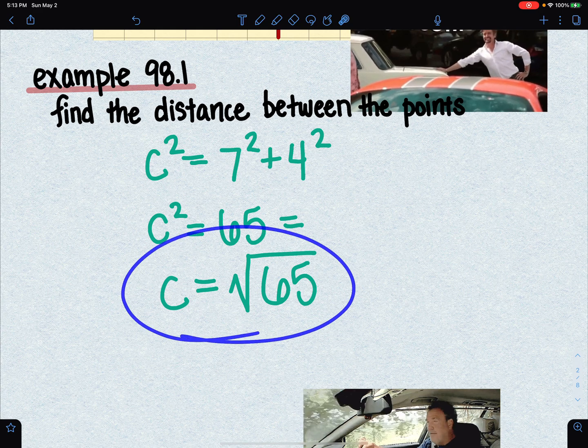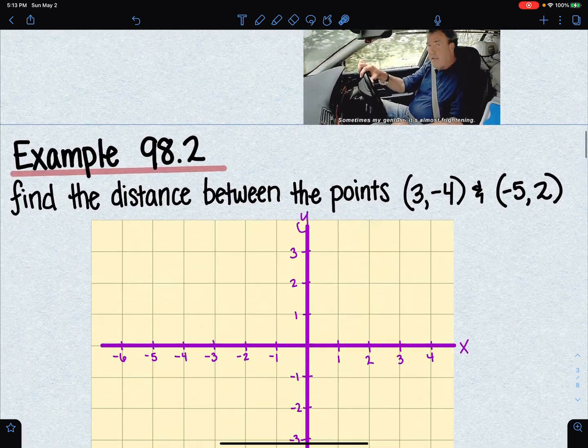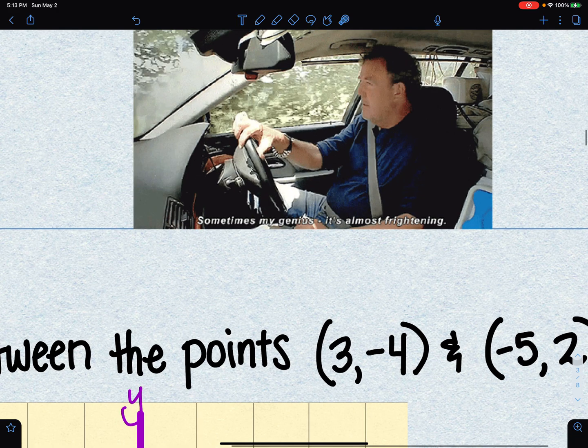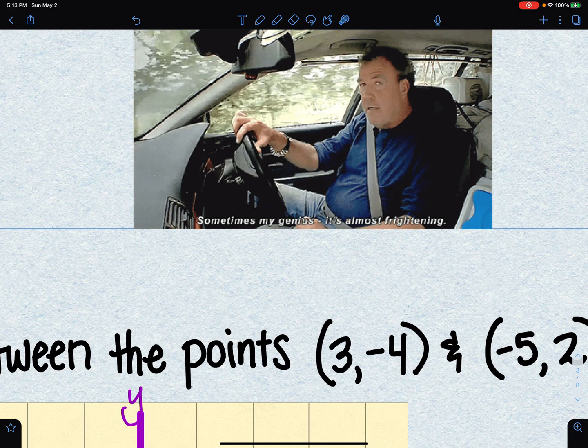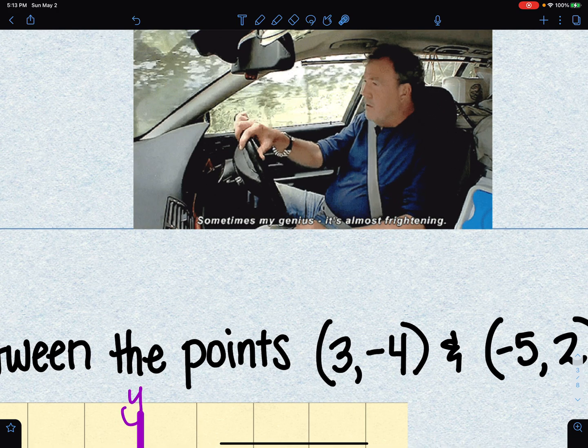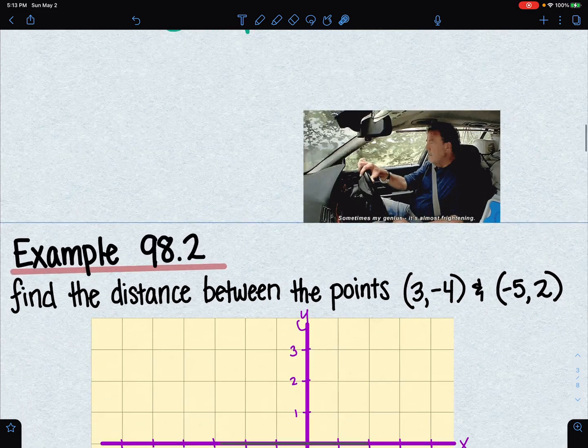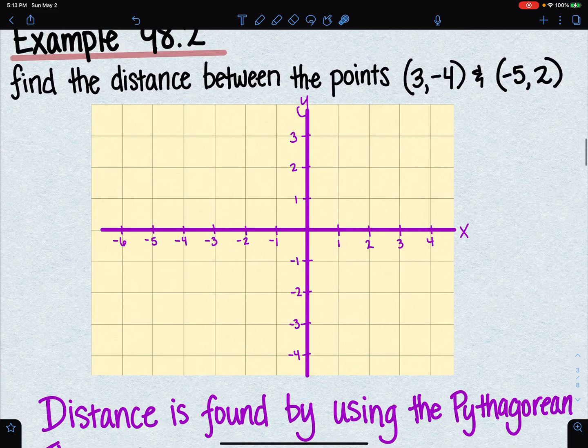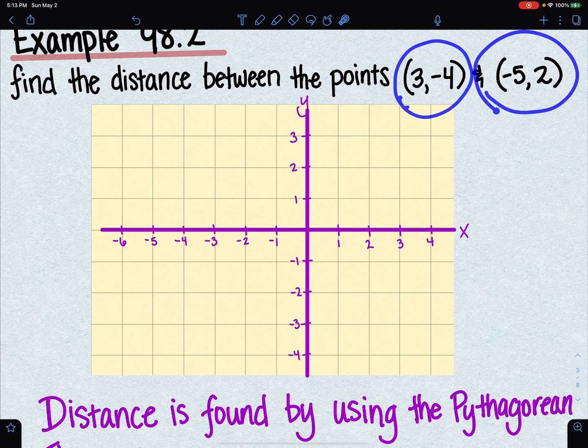Cool. All right, now let's do 98.2. This guy's saying, sometimes my genius, it's almost frightening. You can say it with an English accent probably. Okay, 98.2. Let's do this example. It says find the distance between the points (3, -4) and (-5, 2).